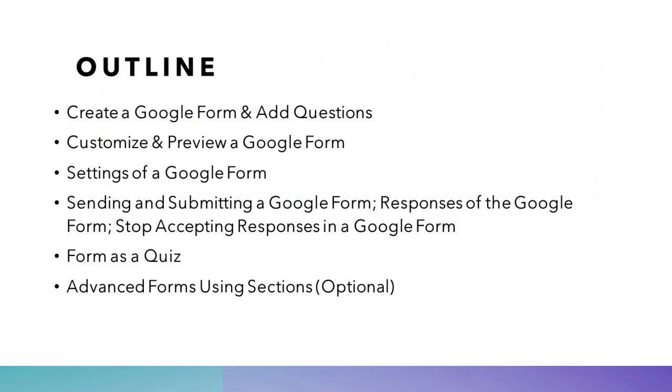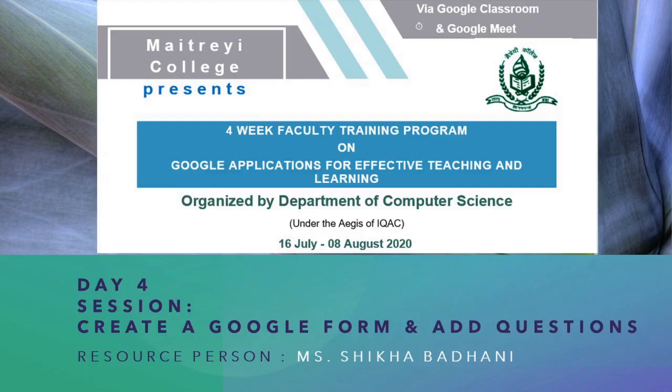The outline is as follows: how to create a Google form and add questions to it, how to customize and preview it, what are the settings of a Google form, how to send the Google form, how to submit it, how to access the responses received in a Google form, how to stop accepting responses in a Google form, how to create a form as a quiz, and lastly there is an optional section, advanced forms using sections.